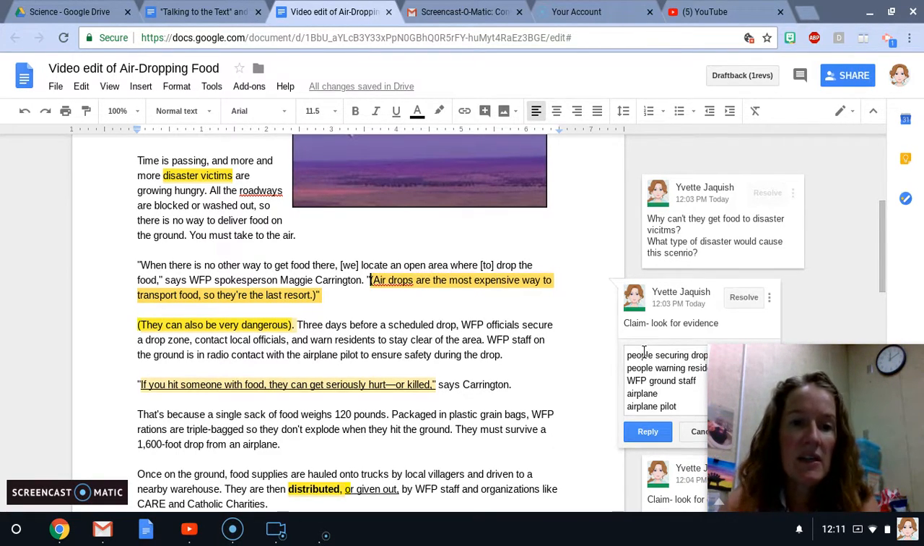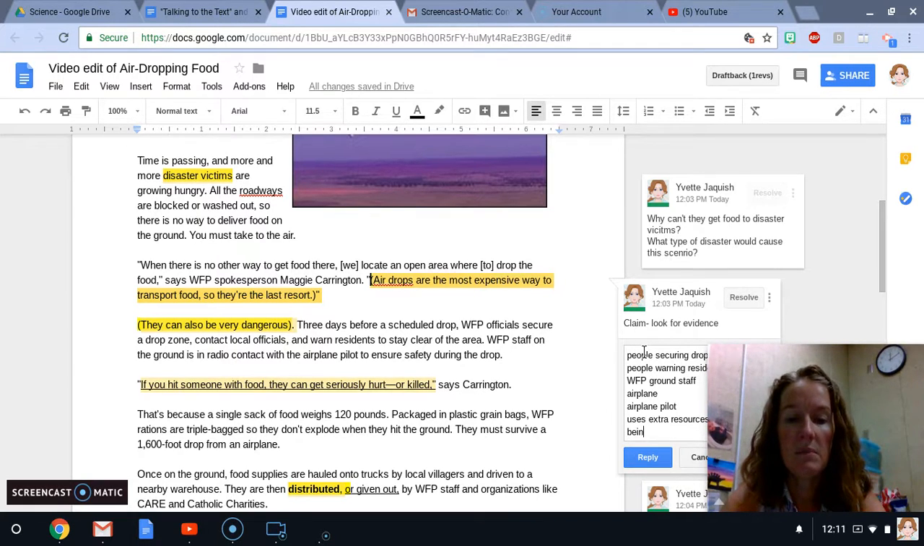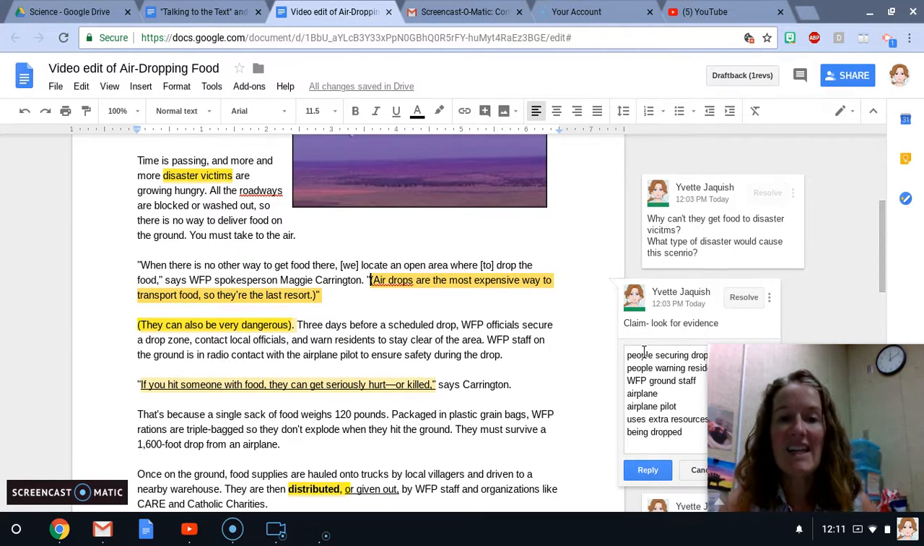If you hit someone with food, they could get seriously hurt or killed. That's because a single stack of food weighs 120 pounds, packaged in plastic grain bags. WFP rations are triple bagged. So now I'm using extra resources to protect food being dropped. That's more money. If I can drive it and I don't have to triple bag it because it doesn't have to withstand a 1,600-foot drop from a plane, right?